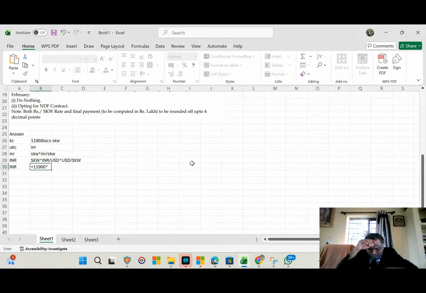Now, 1900 SKW into ask rate, buy rate. That's what is important. Here, what are we going to do with the denominated currency? What is the denominated currency here? The denominated currency is South Korean won.